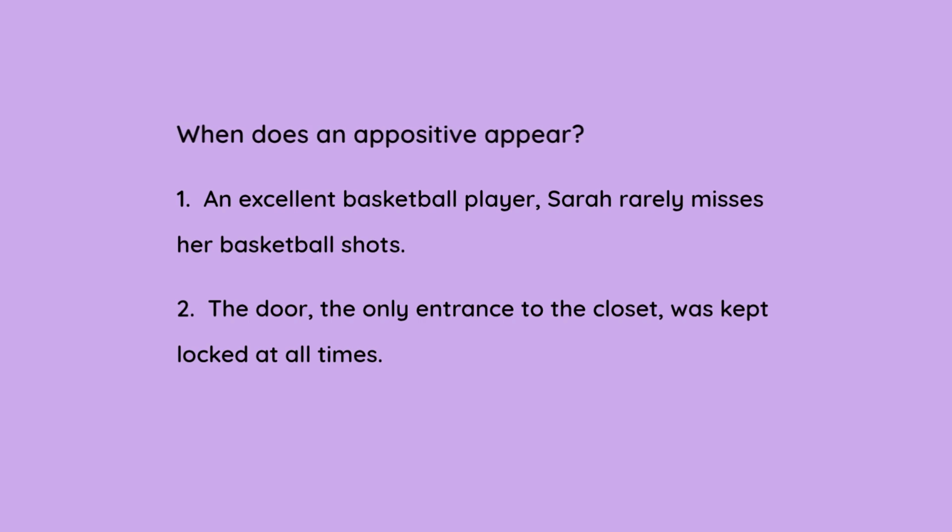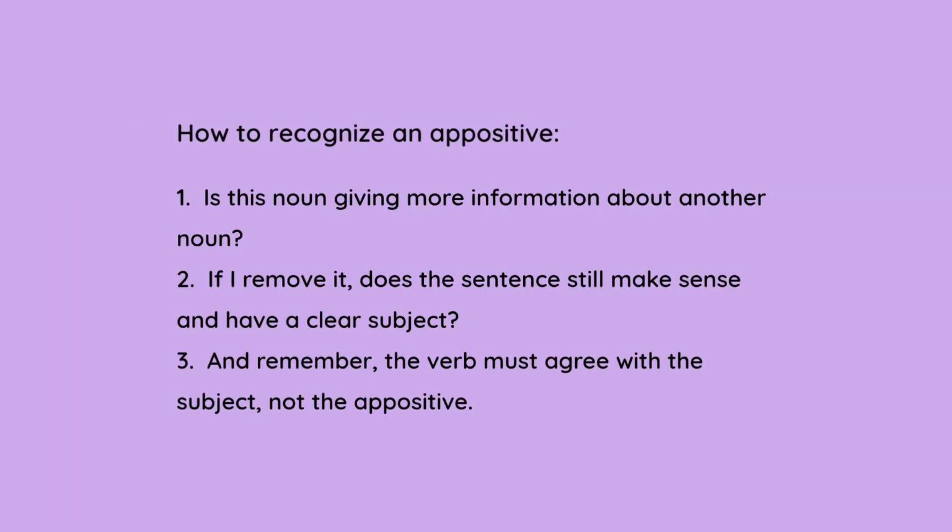When does an appositive appear? An appositive can appear before or after the subject, but it always gives extra information about a noun that is usually the subject. How to recognize an appositive? Ask yourself, is this noun giving more information about another noun? If I remove it, does the sentence still make sense and have a clear subject? And remember, the verb must agree with the subject, not the appositive.